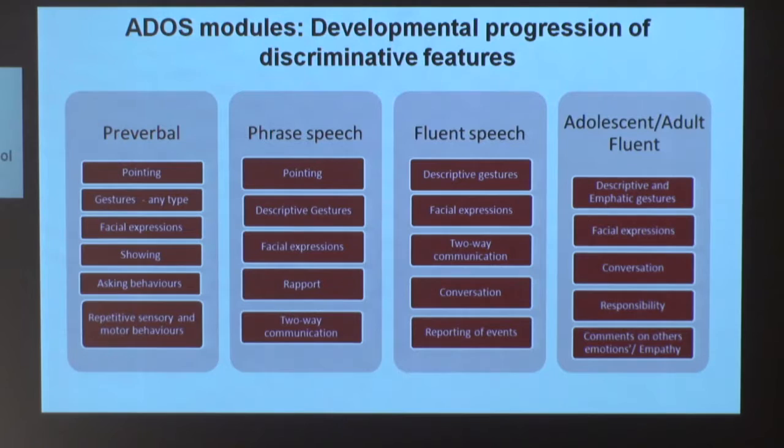And in the pre-verbal child, we are interested in, as I mentioned, declarative pointing, the use of gestures, the use of facial expressions, showing behaviours (hey, come and have a look at this), asking behaviours, and reaching. For example, you have a toy and hold it out of reach: do they just go up and grab it off you, or do they look at you and make some sort of movement with their eyes, with coordinated actions that say, please, can I have that? And the other side of this is repetitive sensory and motor behaviours.